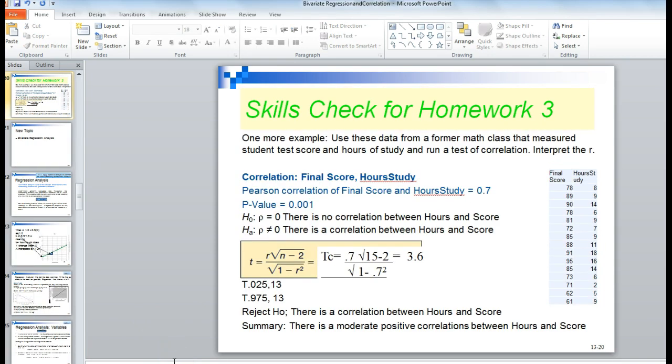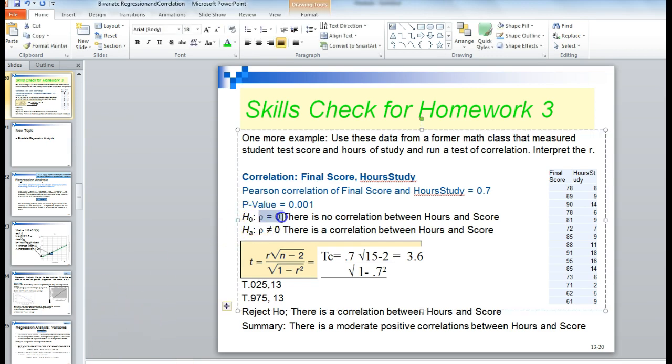All right, so perform the hypothesis test. H naught: rho is equal to 0. There is no correlation between hours and score. HA: rho does not equal 0 in the true population. There is a correlation between hours and score. For my T computed, I'm going to assume that r is 0.7 just to ease the calculation burden. So it would be 0.7 multiplied by the square root of 13 divided by 1 minus 0.49, because 0.7 squared is 0.49. And if we do that calculation, we get a T computed of 3.6.